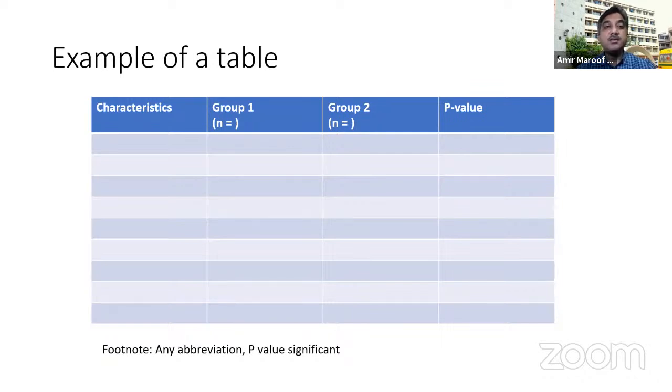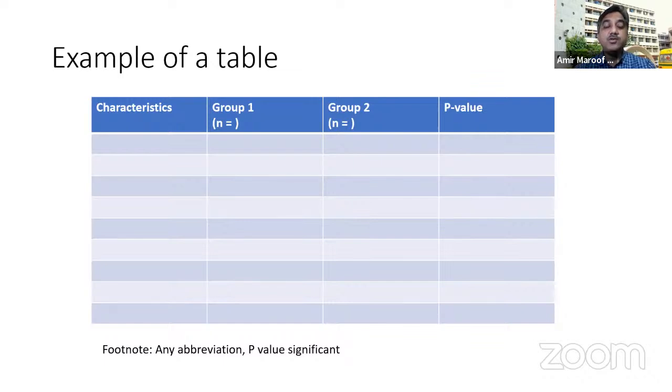You will write the corresponding proportions, or means, or medians in the groups, and then you will write the p-value. You write the exact p-value, maybe 0.018 or maybe 0.53, whatever you get, you will write the exact p-value. And if there are certain abbreviations used in the table, then you will have to write them in the footnote. Sometimes we also have to write in the footnote how certain things have been measured.